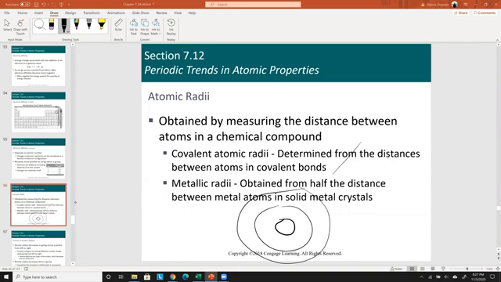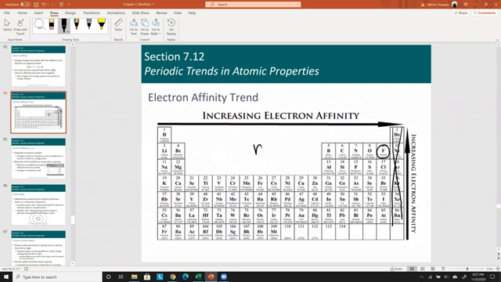What about when you're going from left to right? So let's go back to the table. Ignore this. Let's talk about radii. When you're going from left to right, what's happening? You're gaining protons. And we talked about this already with ionization energy. Once you gain protons, that nuclear charge becomes greater. And the electrons become what?